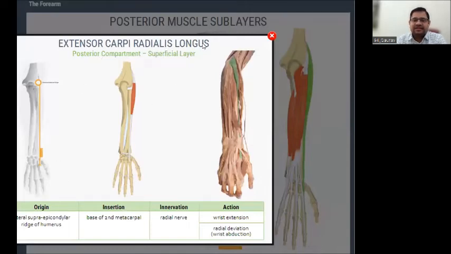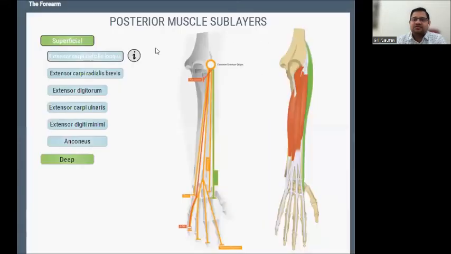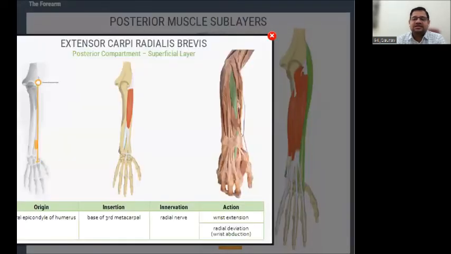Extensor carpi radialis longus: the name suggests it will be the longer one. Origin is the lateral supracondylar ridge of the humerus, insertion is the base of the second metacarpal. Radial nerve will be the innervation and action will be wrist extension. You can see this green muscle is extensor carpi radialis longus. If you go through the names properly, you are going to get many things. Extensor means they are in the extensor compartment. Carpi means they will cross or attach to the carpus. Longus means the longer one, brevis the shorter one, and radialis will be on the radial side.